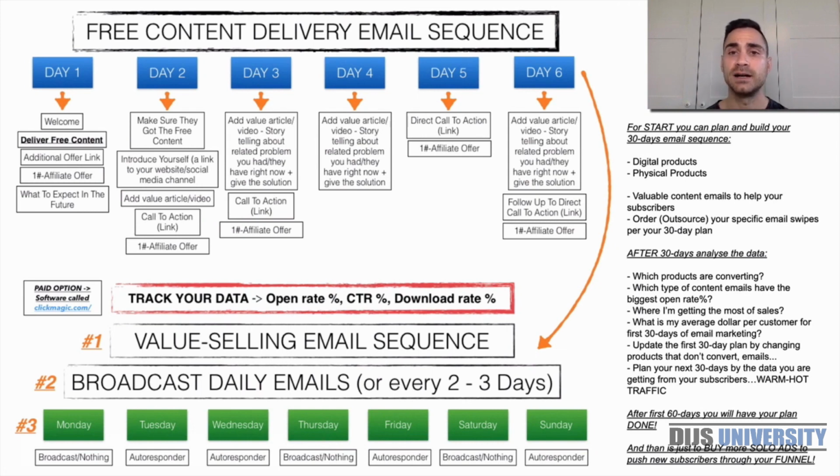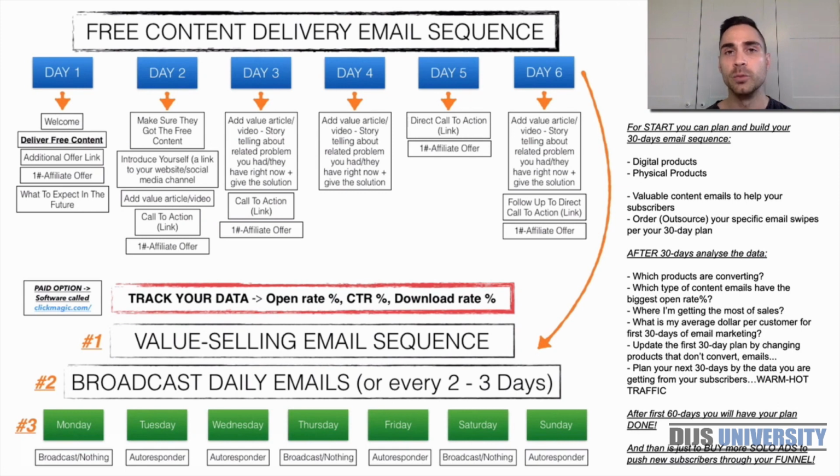And day 6 is an additional value article and a follow-up with a direct call to action with the link to your affiliate offer. So in the first week of the email sequence, you are promoting one main affiliate offer, combined with additional valuable content like articles, or maybe videos if you want, to pre-warn them about your brand and to start trusting you. So this is an example of the first week of an email sequence.